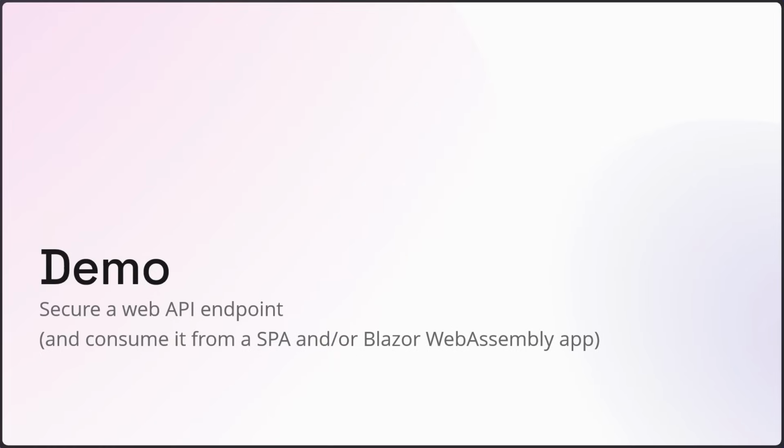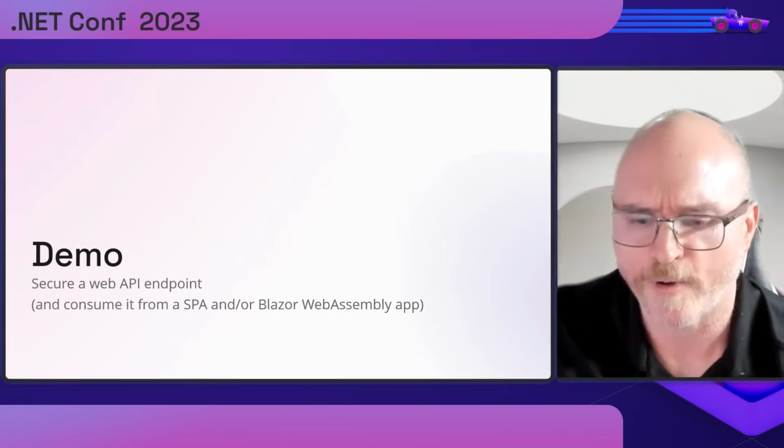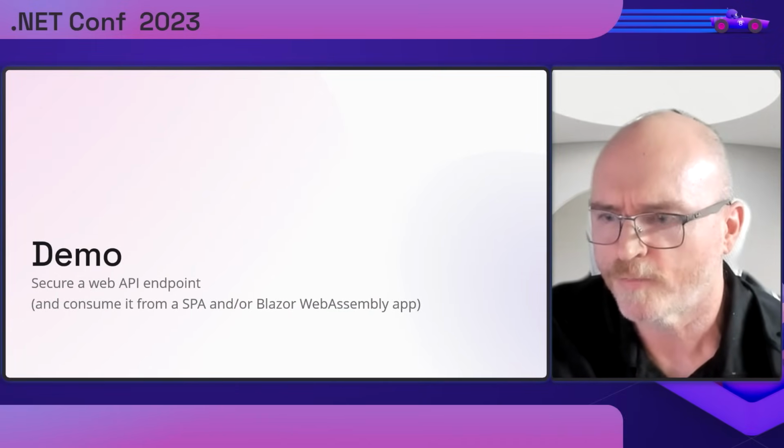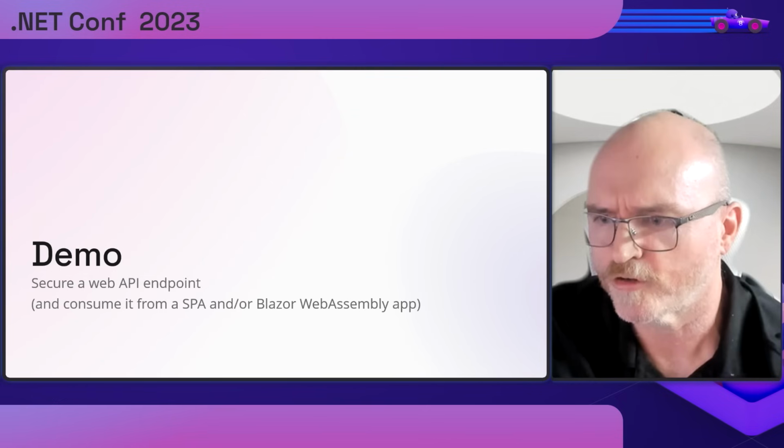So what I want to do is just jump right into some code and show you what it looks like with these APIs to secure a web API endpoint. And then I'm also going to look at consuming it from an Angular and a Blazor WebAssembly client, and then I'll turn it over to Stefan. So let's pop over to Visual Studio.